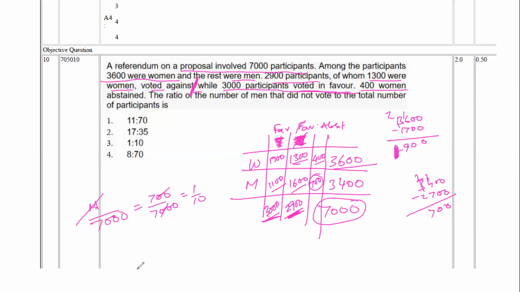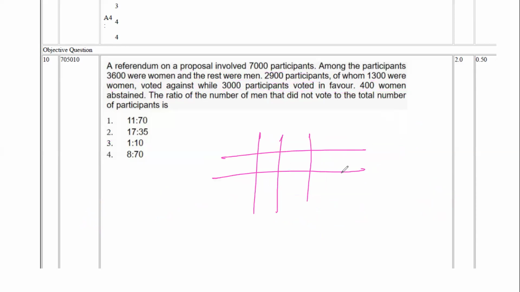Got it? So this is a clear picture, 1/10. Now just one more look at it. Let me see if, without doing all of that, we can quickly solve this. 7,000, favor, not favor, men, women. And I've got 3,600 were women. So 3,400 were men.